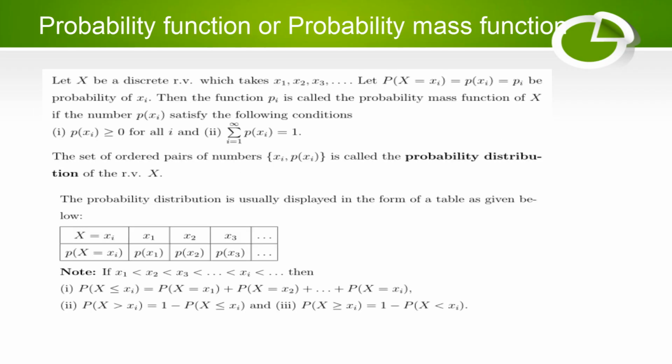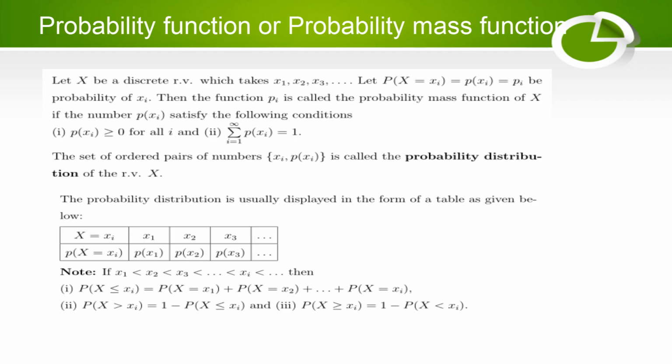Probability function or probability mass function. Let x be a discrete random variable which takes values x1, x2, x3, etc. Let P(X = xi) = P(xi) = pi be the probability of xi. Then the function pi is called the probability mass function of x if the numbers P(xi) satisfy the following conditions: (i) P(xi) is greater than or equal to 0 for all i, and (ii) the summation over i from 1 to infinity of P(xi) equals 1.